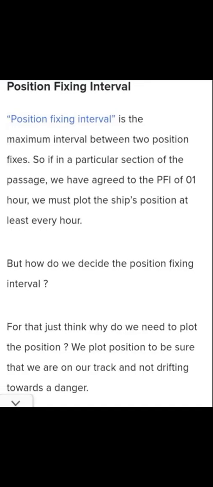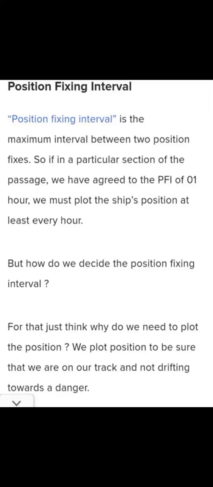So, here, position fixing interval is the minimum interval between two position fixes. So, if for a particular section of the passage we have agreed to a PFI of one hour, we must plot the ship's position at least every hour. But how do we decide the position fixing interval?